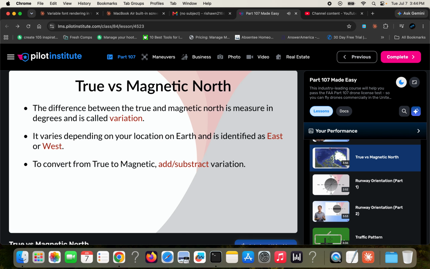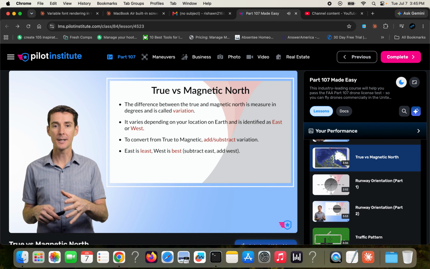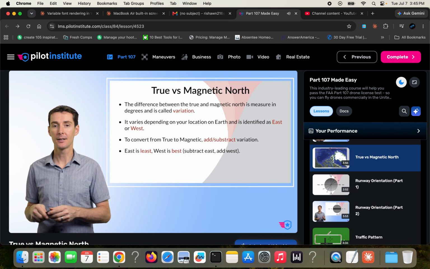In order to convert from what we call true north to magnetic north, we have to add or subtract the variation. The way you're going to do this is to use the saying: east is least, west is best. East, we're going to subtract east variation, and we're going to add west variation. The way that we do it is we go from true, plus or minus the variation, which gives us the magnetic north.